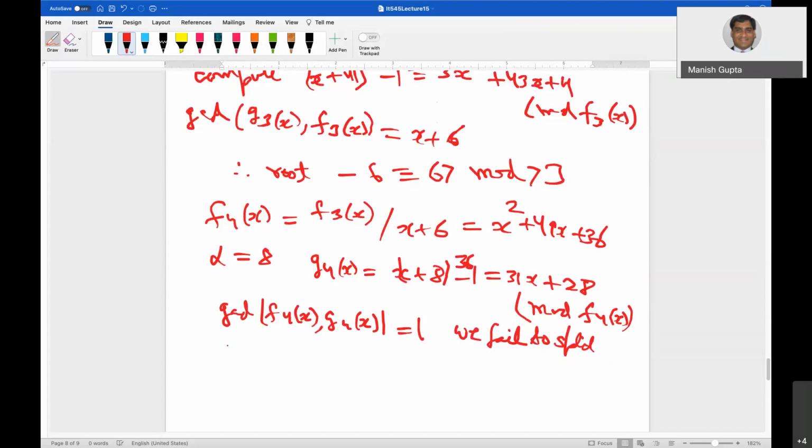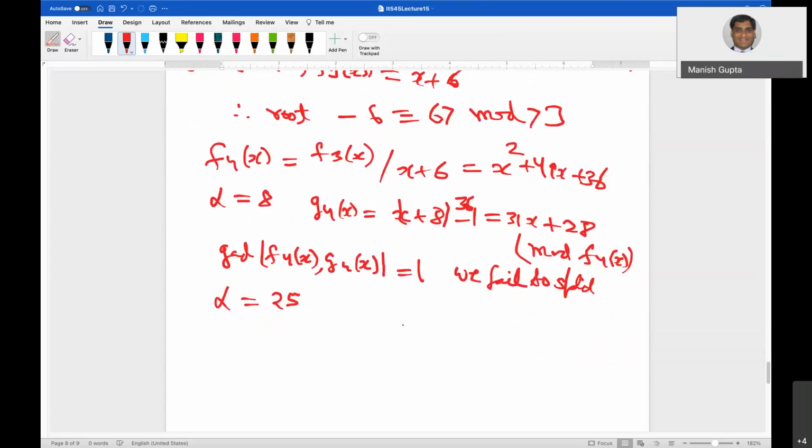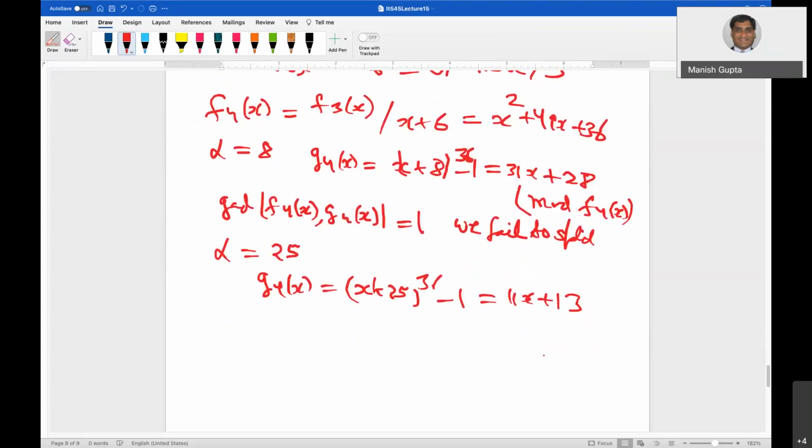Right? Try some other alpha. This time we can try alpha equal to 25. So g4 of x is equal to x plus 25 raised to power 36 minus 1, which is equal to 11x plus 13 modulo f4 of x. So what will the GCD be? GCD of g4 of x comma f4 of x. This time it turns out to be x plus 41.